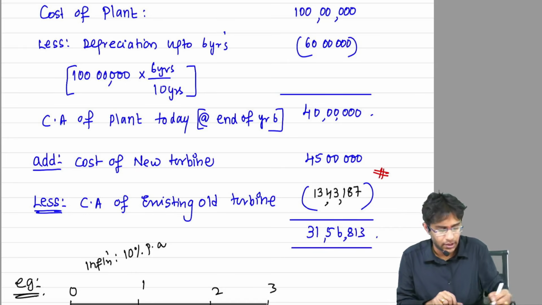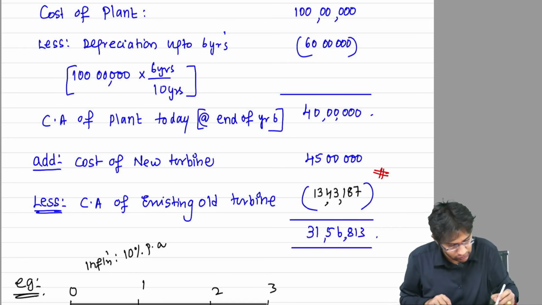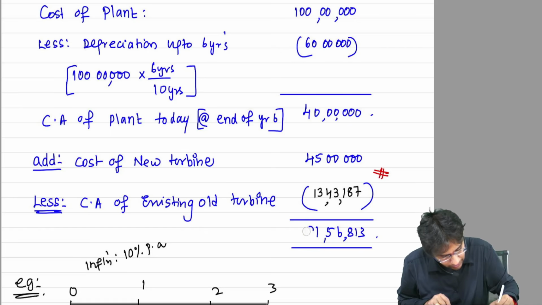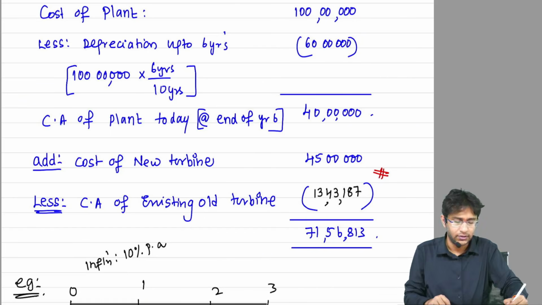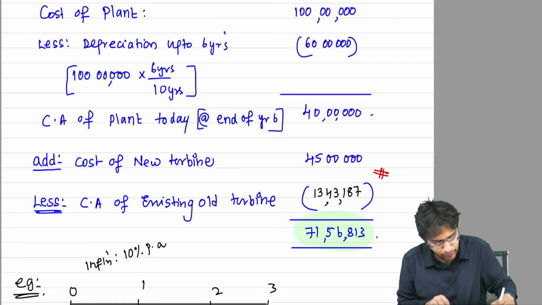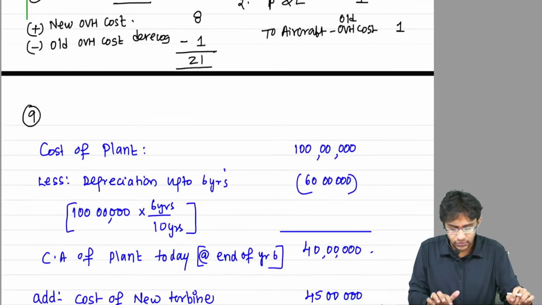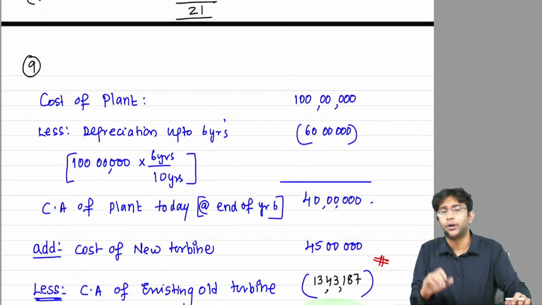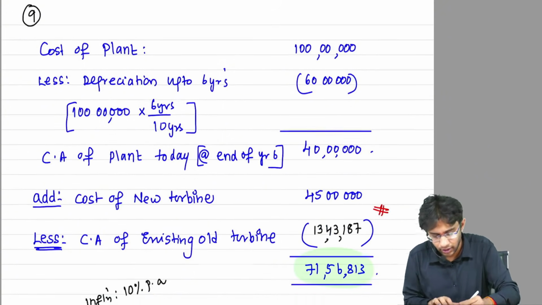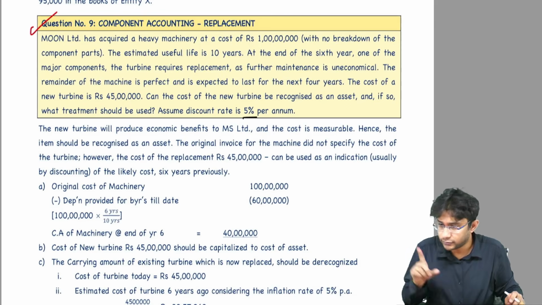Sorry, plus 40 lakhs also is there. My bad. So the answer is 26,56,813 plus the new turbine. This is your ultimate answer, sir. That's it. That's all. So this is one very good question on component replacement. There is another question which we will do in the next session. One more for today's session.